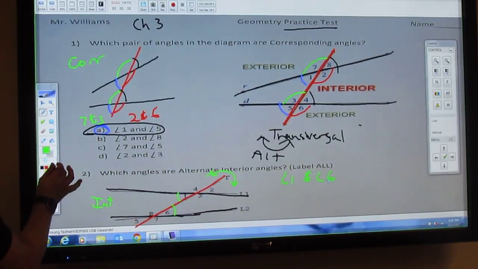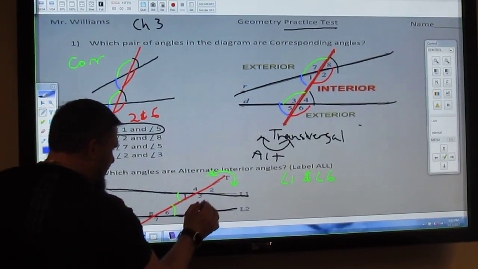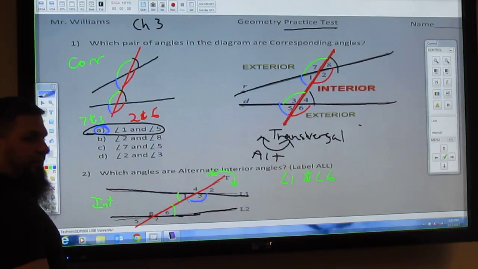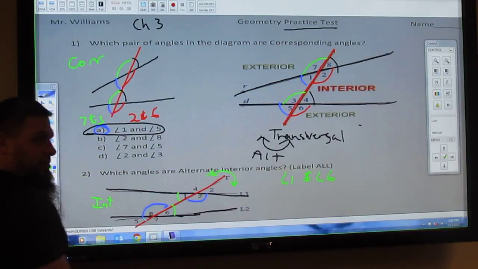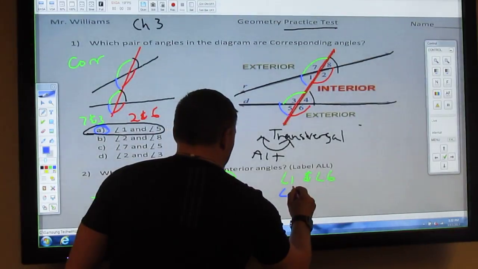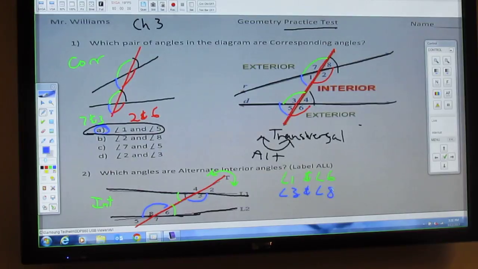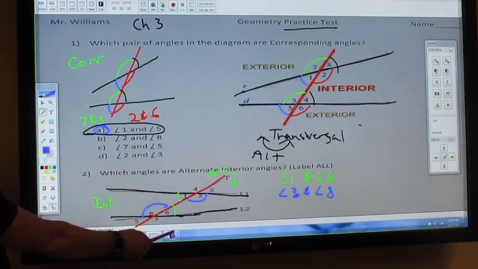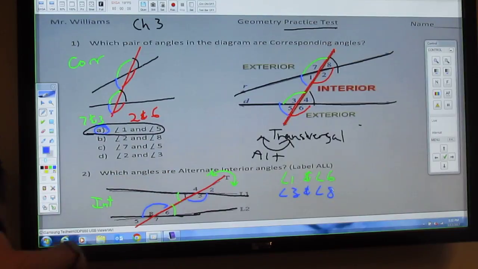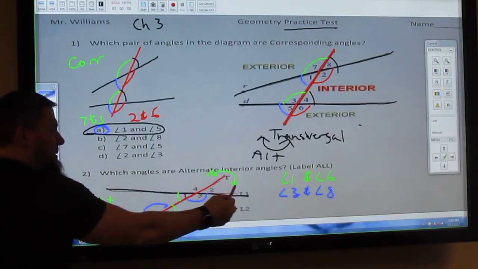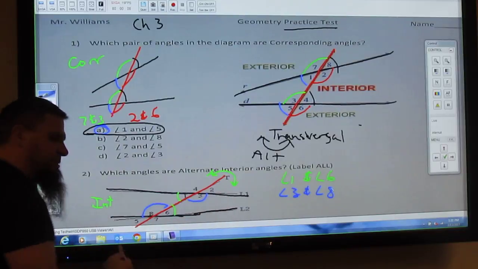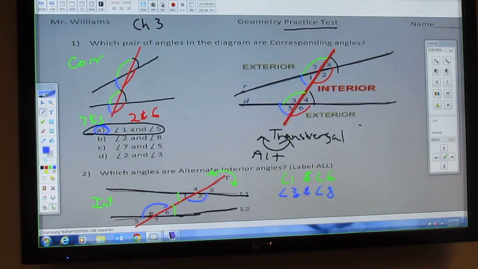Okay? And then we have, this is an interior angle, right? And this alternates. So angle 3 and angle 8. And so those are it. That's it. Okay? So alternate. They go across and inside. If they were exterior, you would be talking about these guys. 4 and 7 and 2 and 5. That's it. Get it?